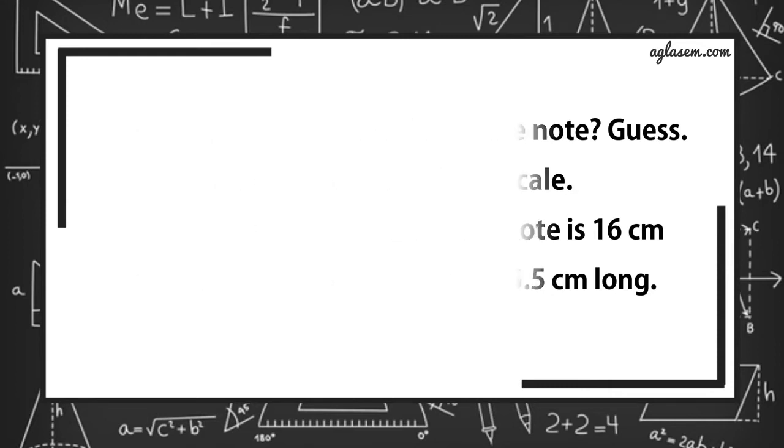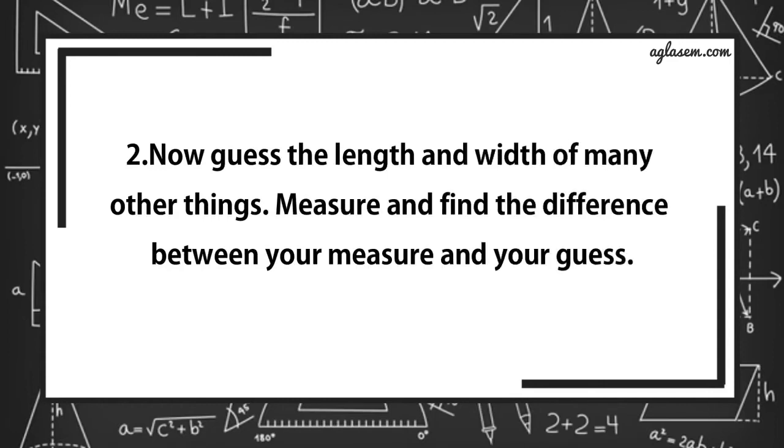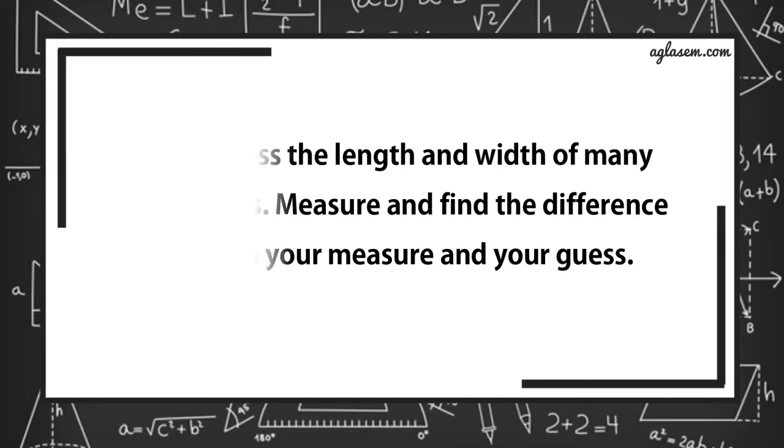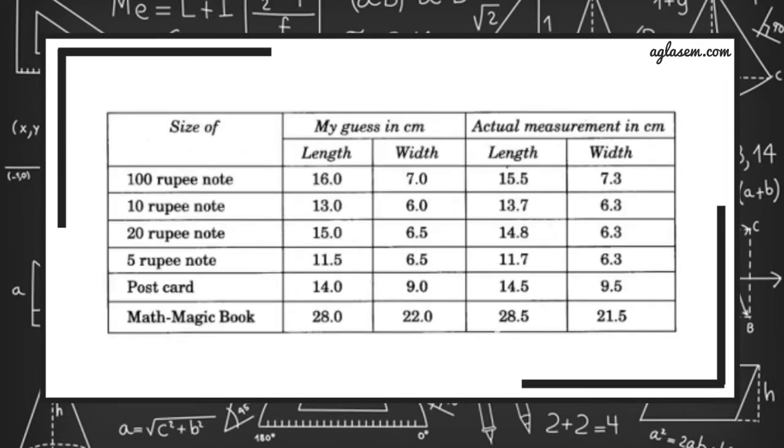Further, question number 2 says, now guess the length and width of many other things. Measure and find the difference between your measure and your guess. So the answer is, size of the 100 rupee note, what I guess, length 16 and width 7. Whereas actual measure was 15.5 length and 7.3 width.